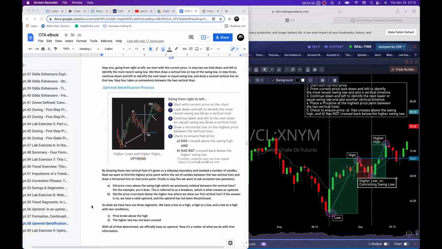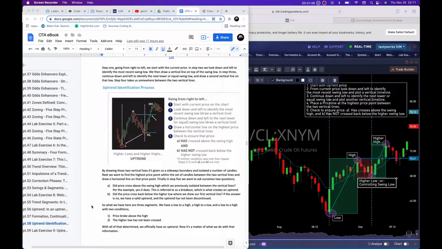By drawing these two vertical lines, it's given us a sideways boundary, and it's isolated a number of candles. So next, we want to find the highest price point within the set of candles located between the two vertical lines and draw a horizontal line on that highest price point.